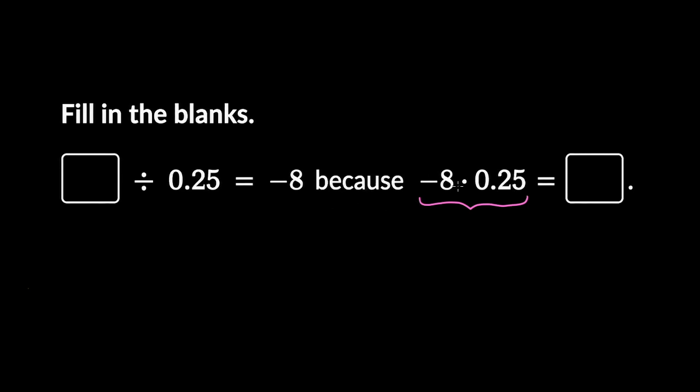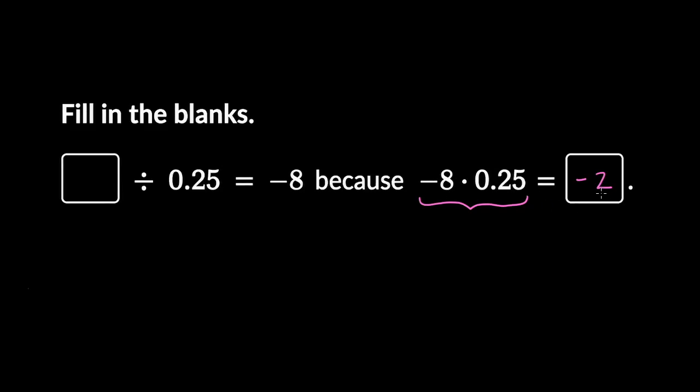So if we take -8 times 0.25, 0.25 is also the same thing as 1/4. So if we said 1/4 of -8, that's going to be -2. Remember, a negative times a positive is going to be a negative. If you have different signs, you're going to have a negative. If you have the same sign, both negatives or both positives, you're going to get a positive.